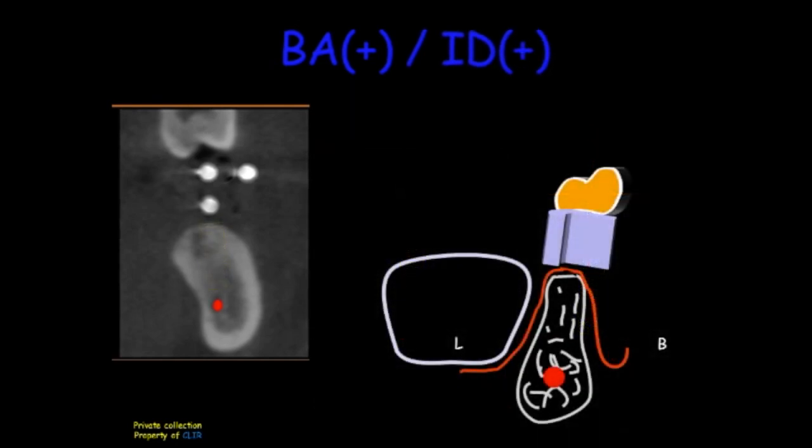In the first case, where both are positive, it's a straightforward case. If we follow the occlusal and the crestal points, our drill will be into the bone, and our future implant will be into the bony envelope.